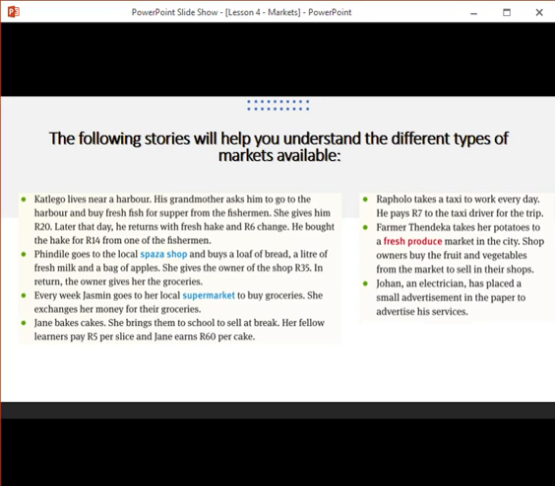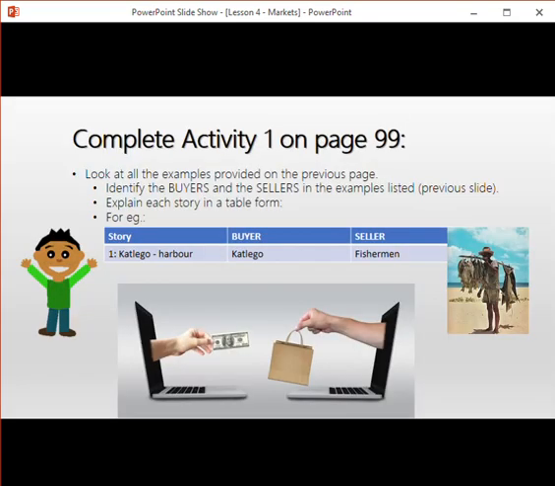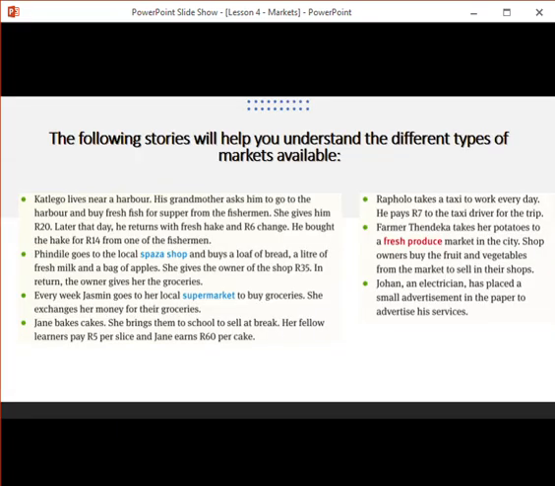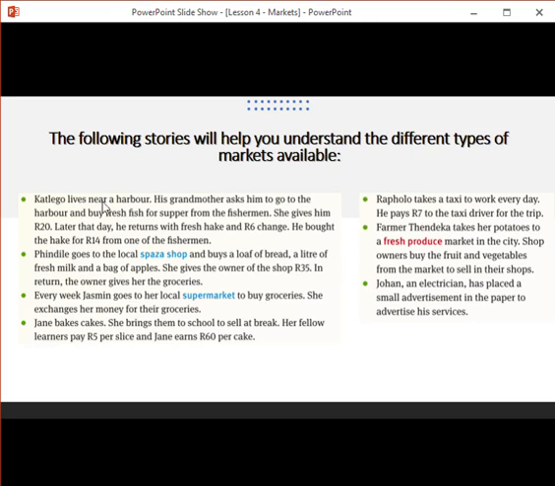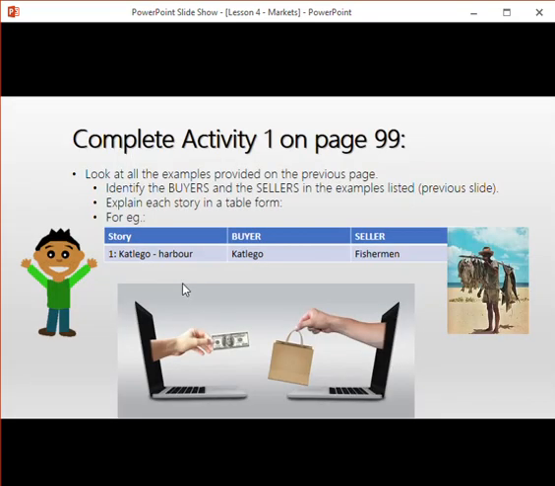Okay, so there's 6 more stories. So I want you to complete activity 1. These 6 other stories, I want you to redraw this table that you see right here with a story. You can say story 2, 3, 4, 5, 6, and 7. And then you have to identify who is the buyer and the seller. So in this case, who's the buyer? It is Katlego. He goes because he's got 20 rand, which he got from his grandmother. The seller is the fisherman. They sold the hake for 14 rand. Okay, so I want you to complete the 6 bullets in this format.